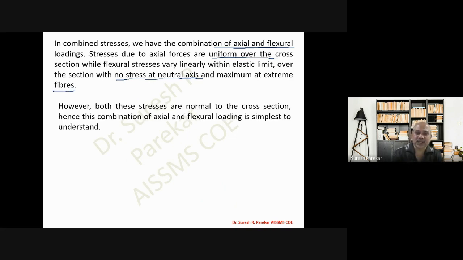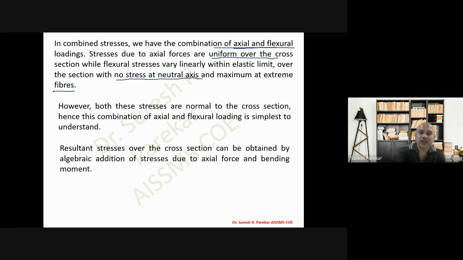However, both these stresses are normal to the cross section. Hence, this combination of axial and flexure loading is simplest to understand because both are normal to the cross section. Resultant stresses over the cross section can be obtained by algebraic addition. Algebraic means due to axial load, we may have tension or compression, but we are about columns, and therefore we have axial compression, and flexure we have compression and tension.